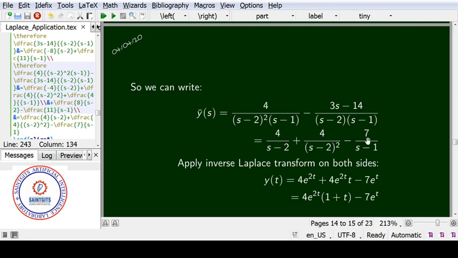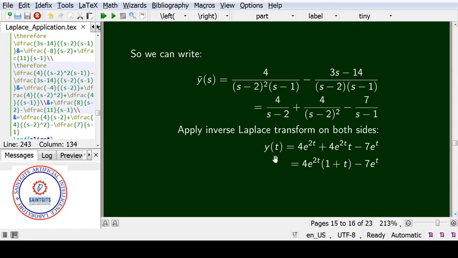Okay, minus constant 7, L inverse of 1 by (s minus 1), that is e raised to 1t, e raised to t. In these two terms we have 4 e raised to 2t common. 4 e raised to 2t into, here we have 1, here we have t, minus 7 e raised to t. So the solution is y of t is equal to 4 e raised to 2t into (1 plus t) minus 7 e raised to t.